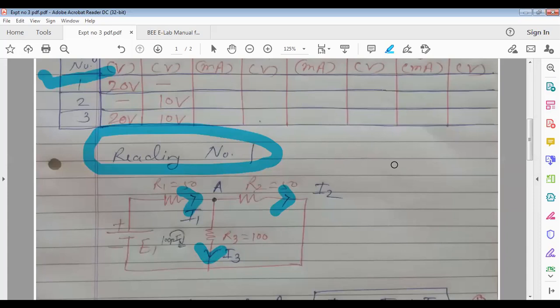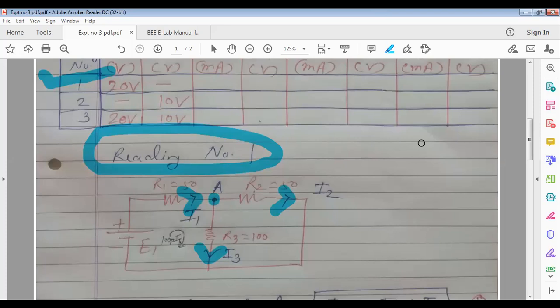So you finished Kirchhoff's laws, KCL, KVL, and the superposition theorem, right? So we are going to do the verification. We are going to verify KCL, KVL, and the superposition theorem. Now in this circuit, the one for reading number 1, can you tell me the KCL equation at node A? Kirchhoff's current law equation at node A.